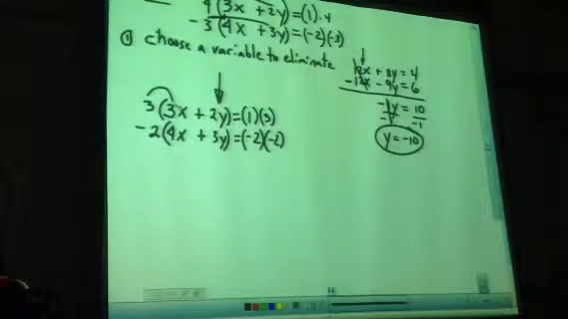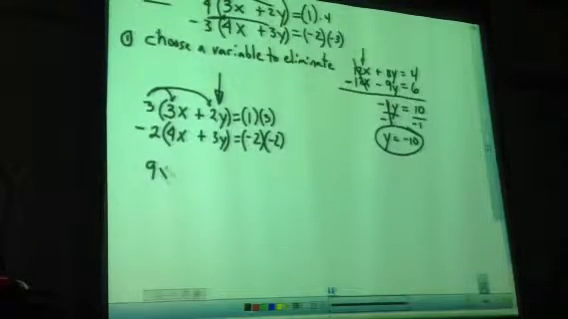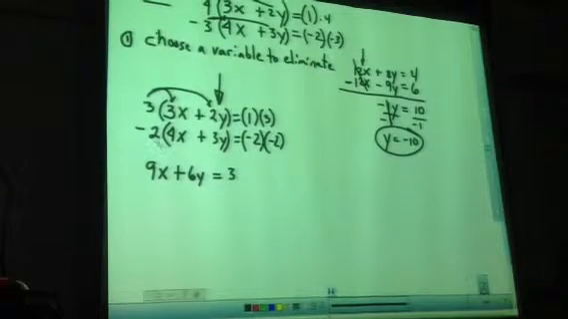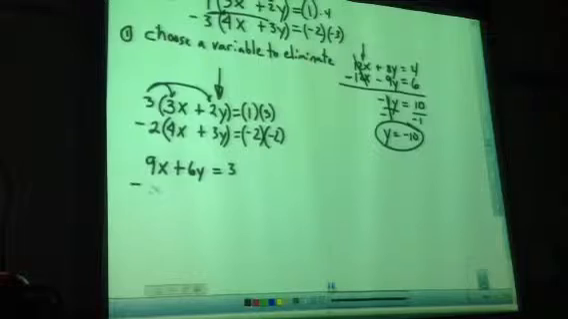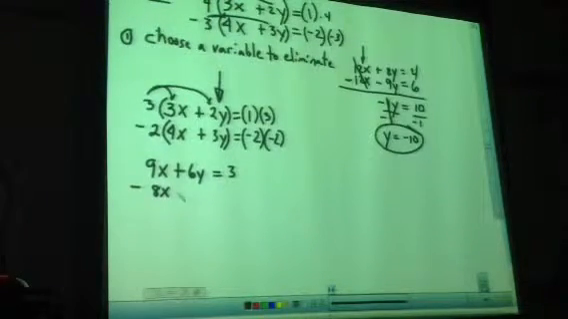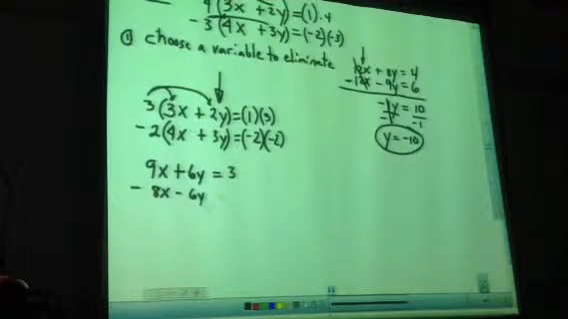So when I distribute the 3, I'm going to get 9x for the first equation plus 6y, and 1 times 3 is 3. In the second equation, I'm going to get negative 2 times 4x, which is negative 8x, and negative 2 times 3y is minus 6y, and negative 2 times negative 2 is just 4.